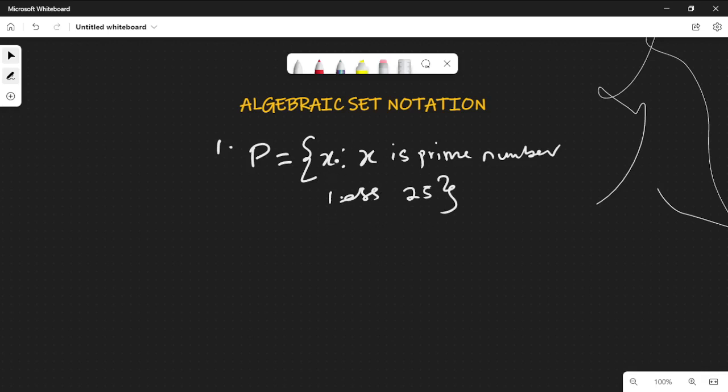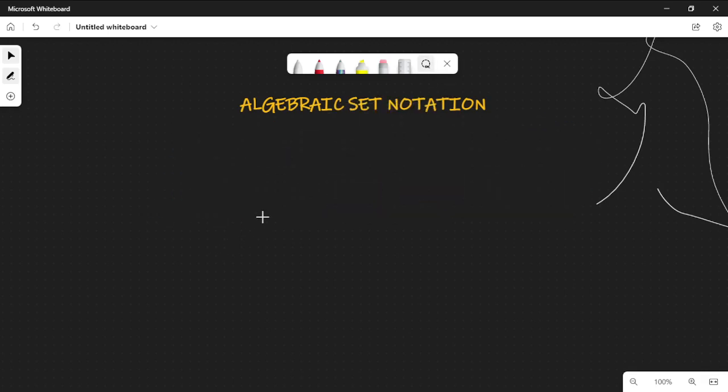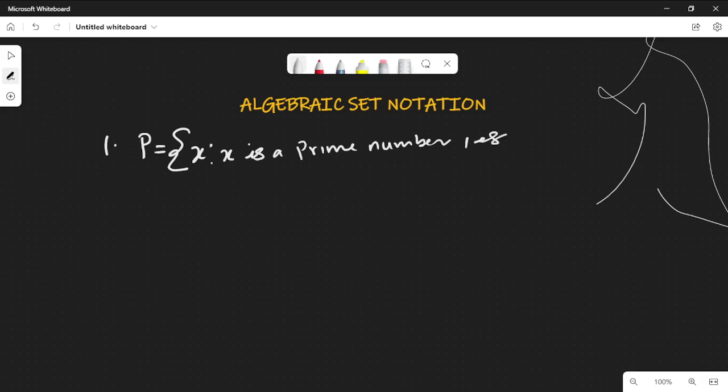Let me see if I can write it on a single row. I think that will be best. The first one: P is a set of X, then two dots, then X is a prime number less than 30.